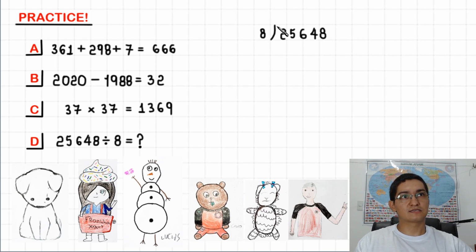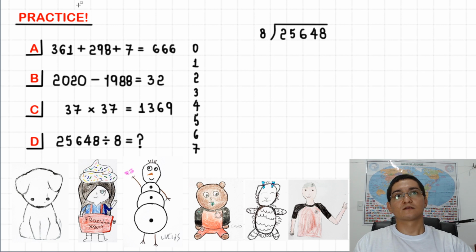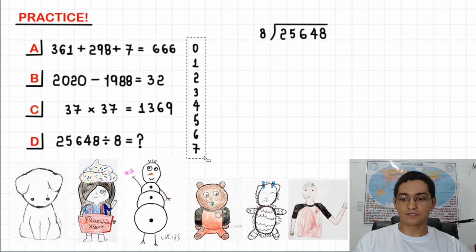25,648 is the dividend, and 8 is the divisor. It is good if we know the multiplication table of the divisor. So I'm getting ready here by writing the multiplication table of 8.